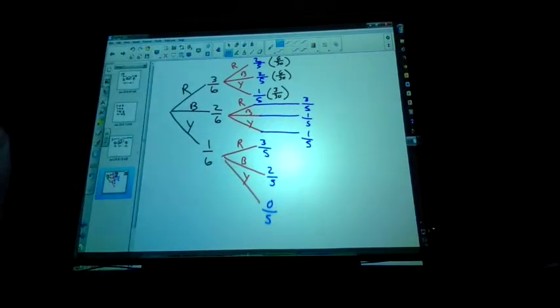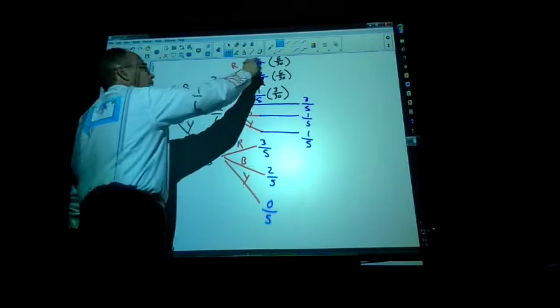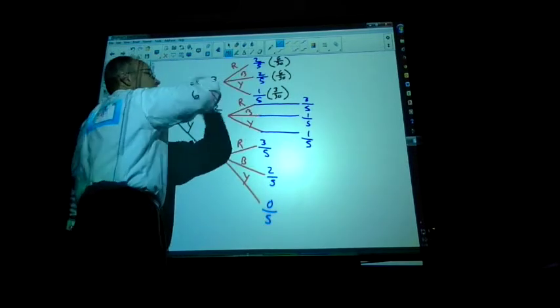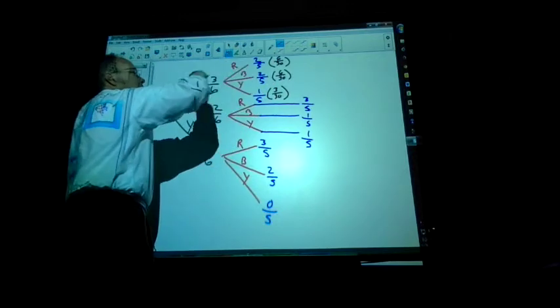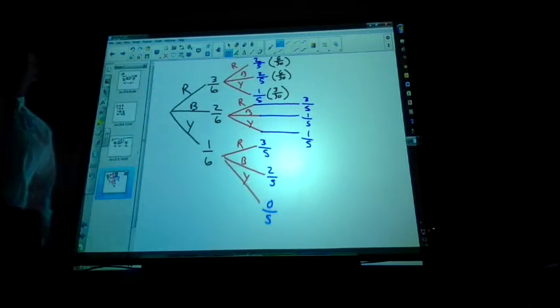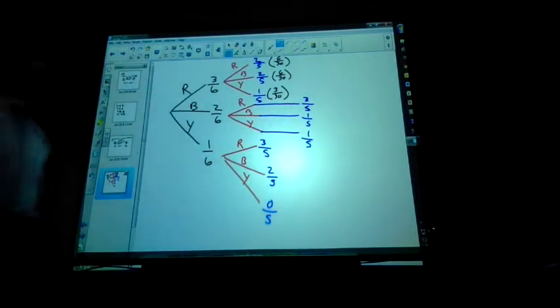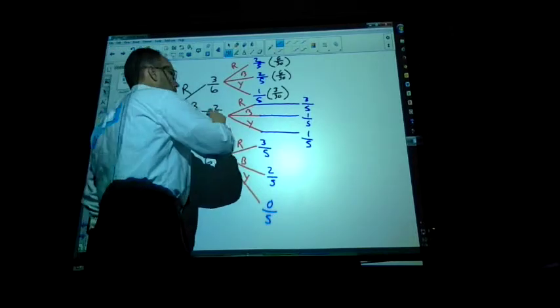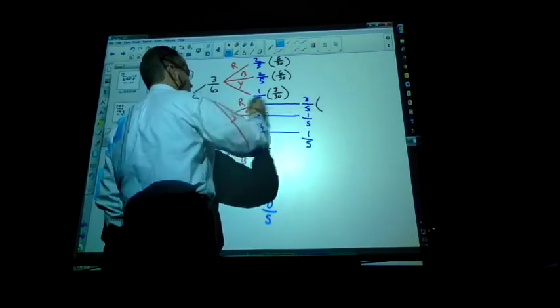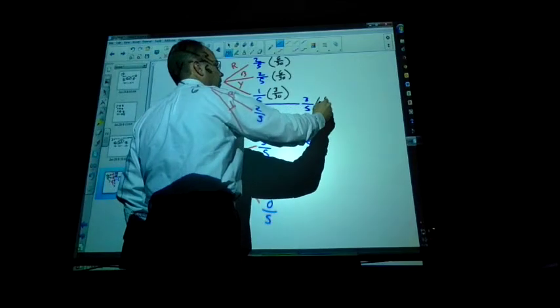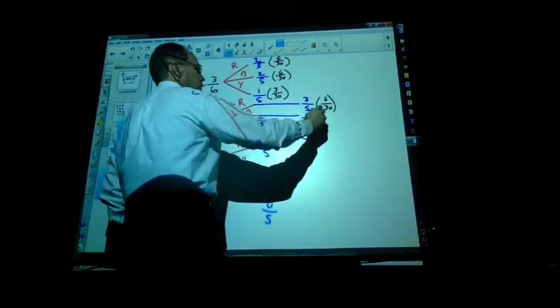You see how I just did that? So I took this probability times this probability to give me, there's 6 out of 30 outcomes that could take place that would allow me to have a red and a red. Okay? If I go this way, I'm going to multiply 2 over 6 times this, so that's going to give me 6 over 30. This one's going to give me 2 out of 30.